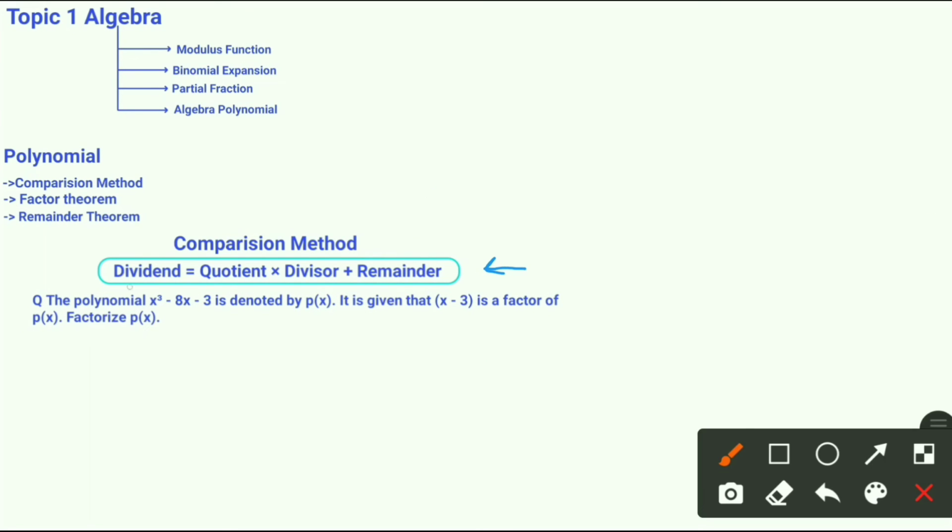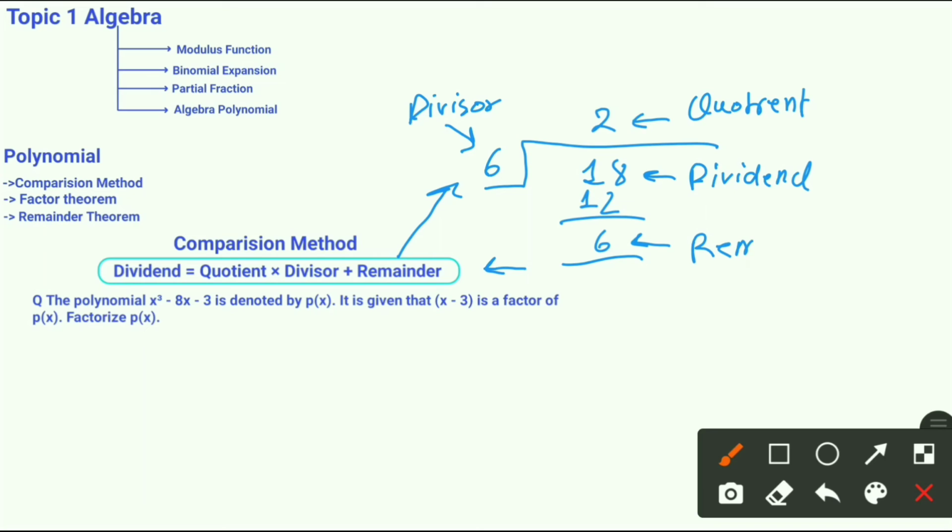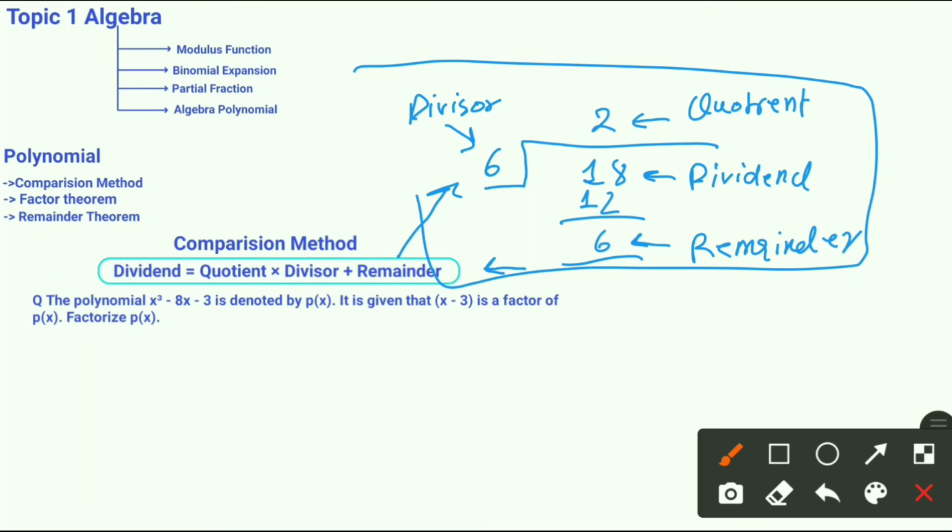So this is what it is. Dividend. Let's say that I have 6, and this is 18, and 6 2s are 12, and I get 6 again. So this is the dividend, something which has been divided. This is the divisor. This is the quotient, and this is the remainder. This is the big picture. This is what it really means.